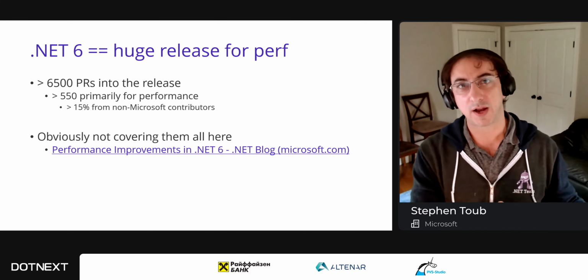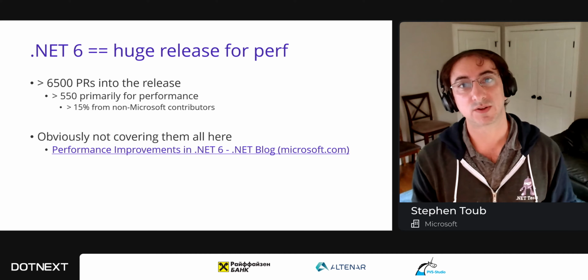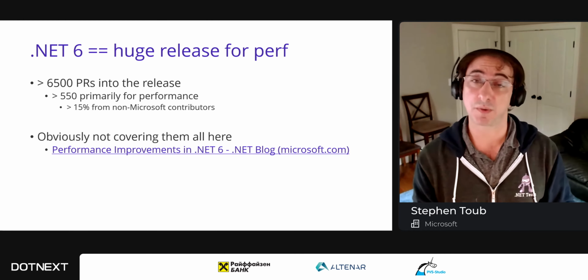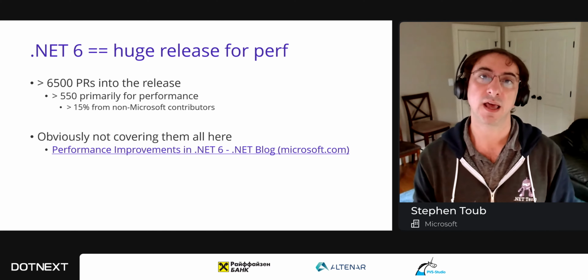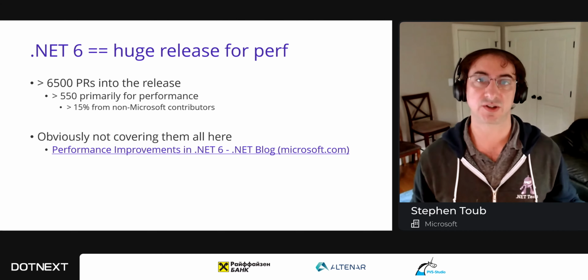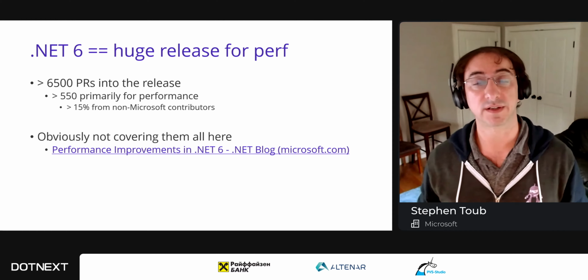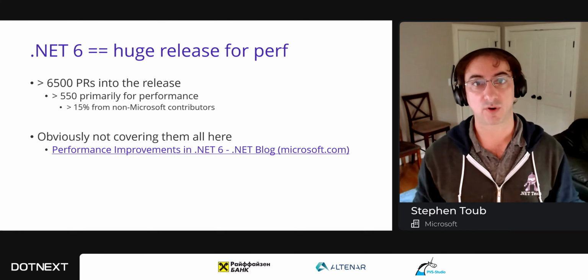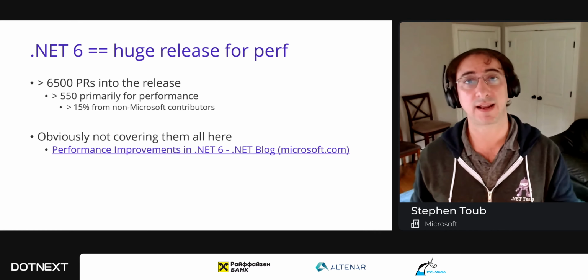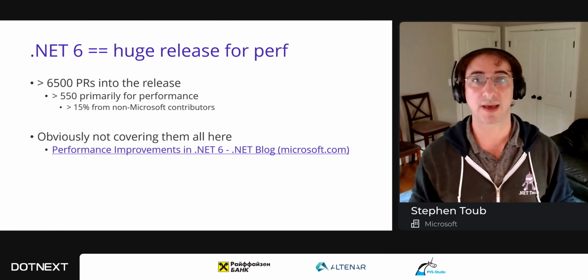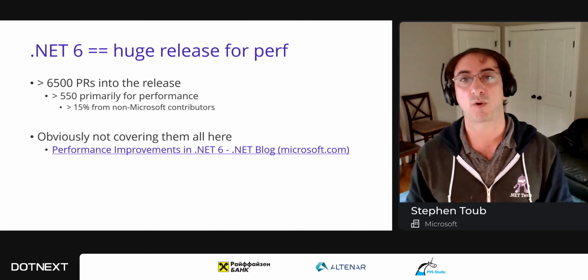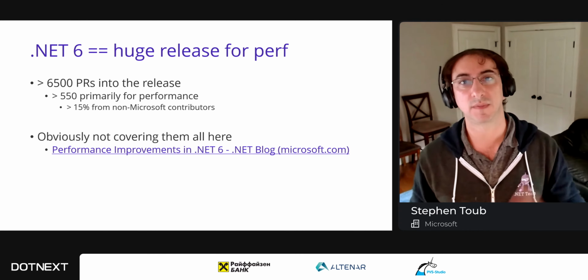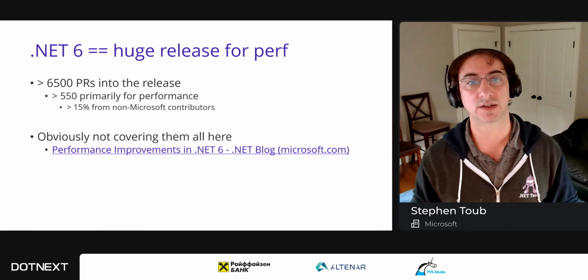Now, Andre alluded to this blog post I wrote. It is quite long because there's just so much to cover. I also try not to just have a list of links, but to actually explain what the changes are and why they're relevant. So obviously, we're not going to cover all of them here. I'd encourage any of you who are interested to go and read the blog post after the fact. If you just search for performance improvements in .NET 6, it should be the top result in your search engine.